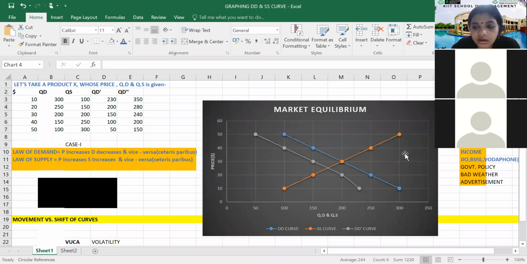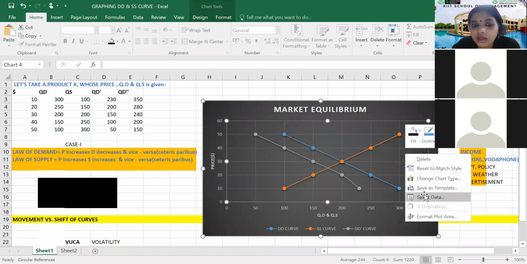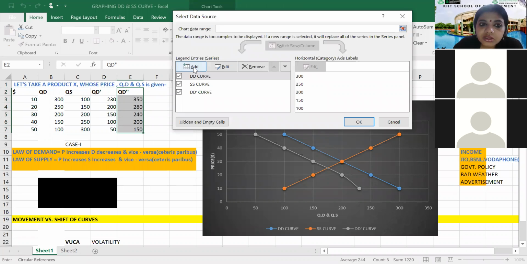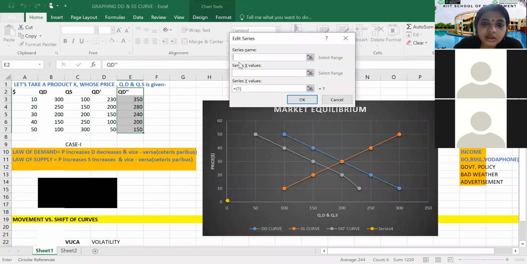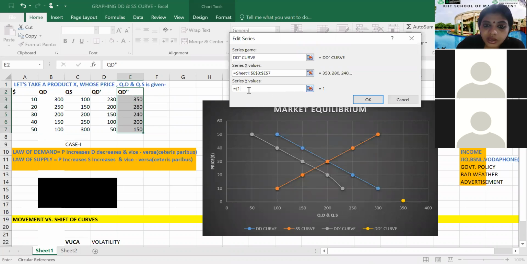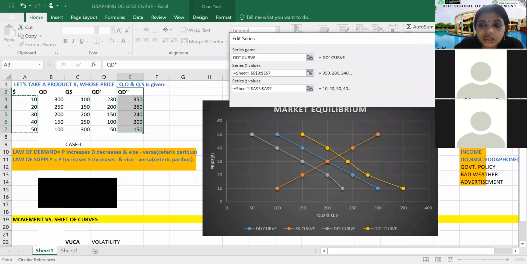So just again, right click, select data, add. See, once you create your data, you only have to add, nothing else you have to do. So add. We had our DD curve, we had our DD dash curve. Now let us name it DD double dash, which is again the changed demand. Then the series value X, select all these values, series values Y. A very important thing you have to notice here is that the price is not changing. Even if price is not changing, it remains the same.